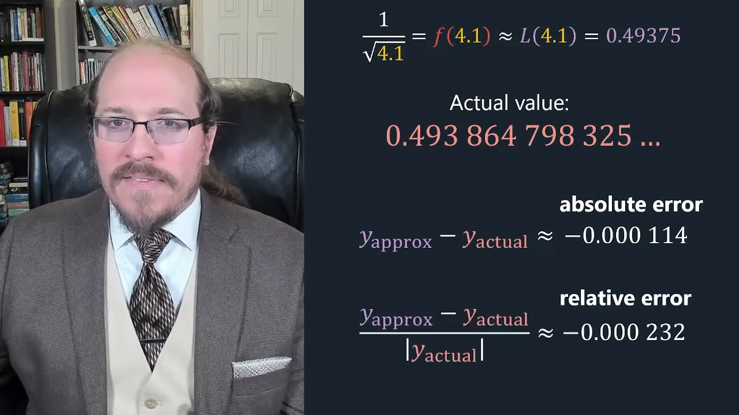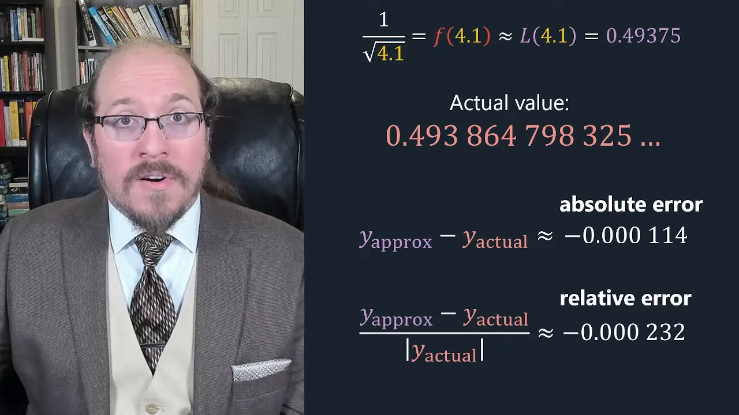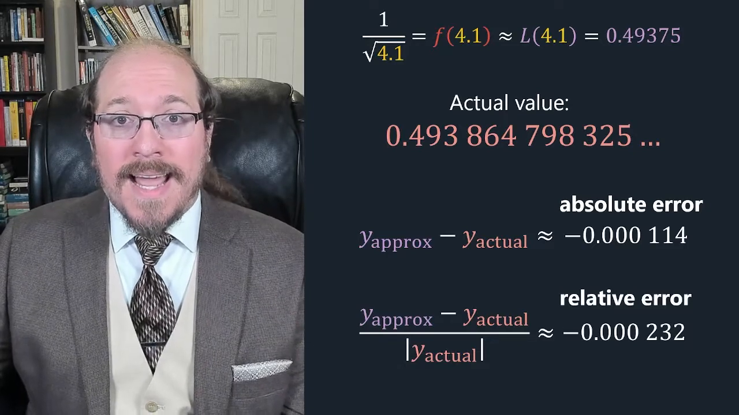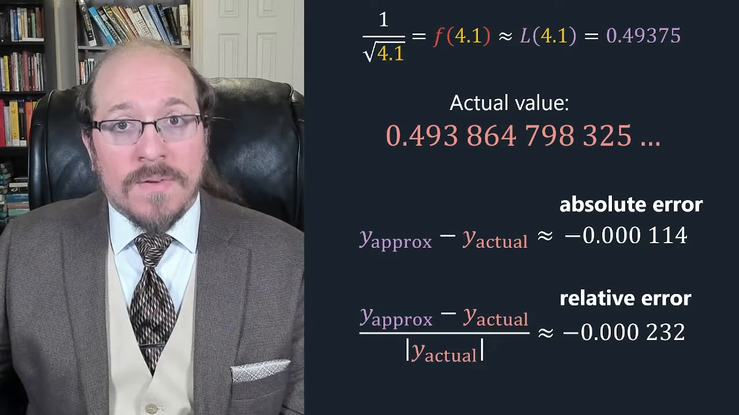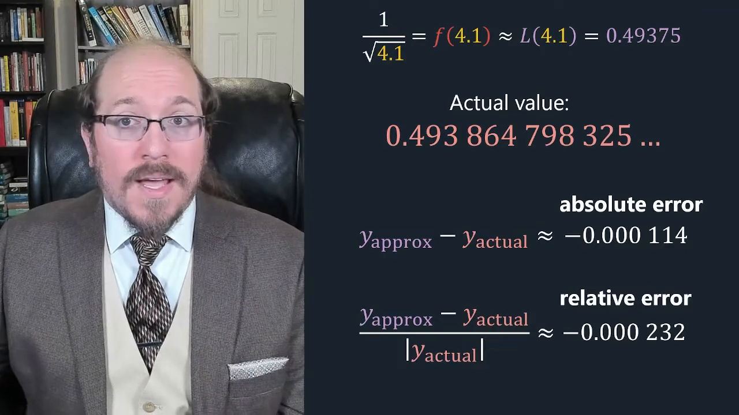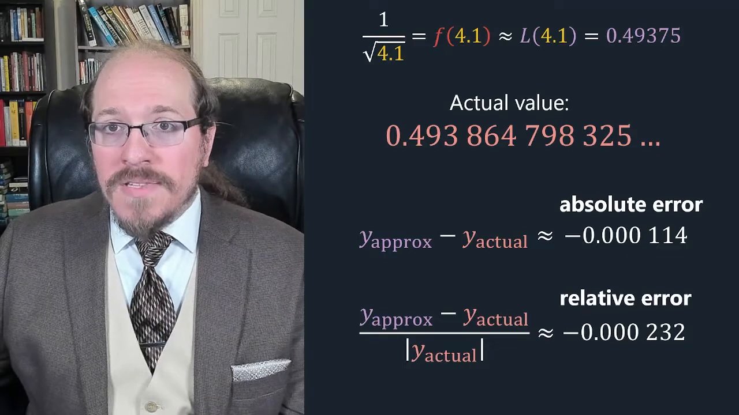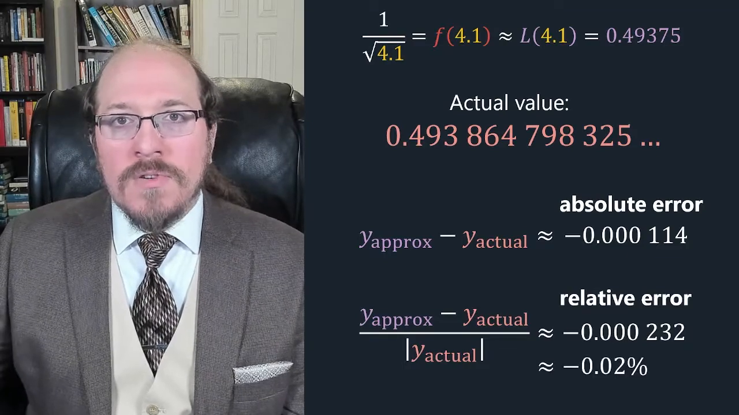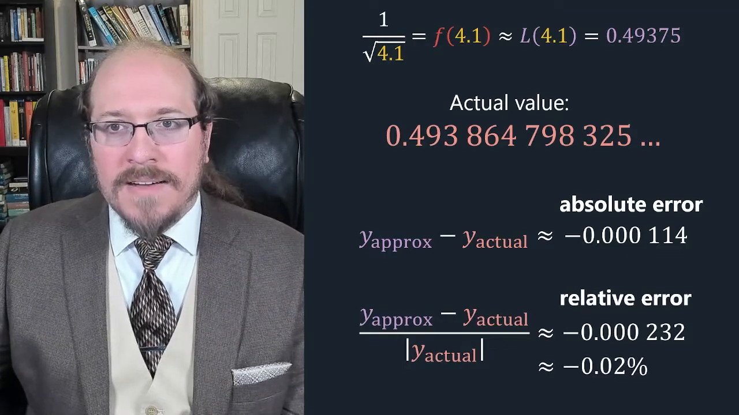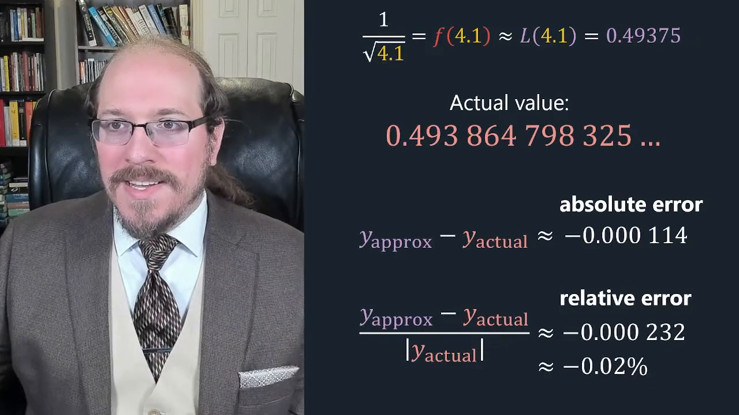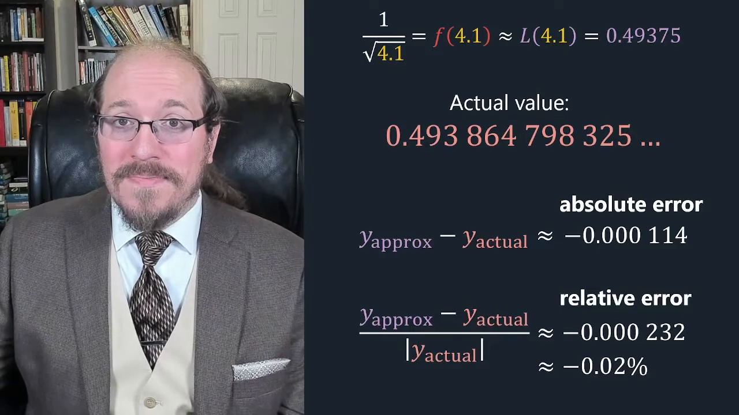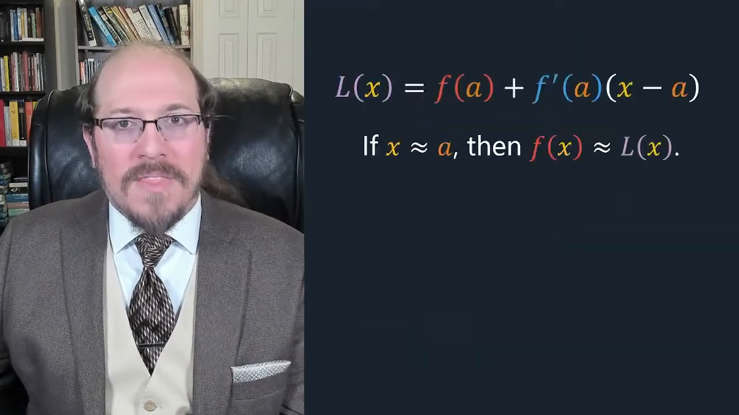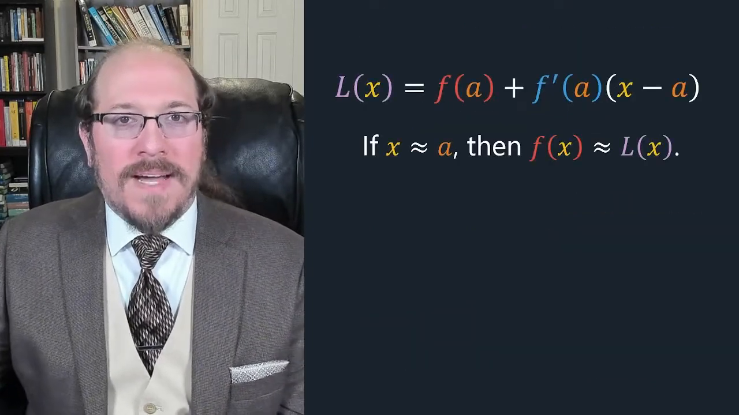We can also divide by the absolute value of our actual value and get a relative error of about -0.000232. In other words, we've only underestimated by about 0.02% of the actual value. Not 2%, but 0.02%. That's really close. So there we go. That's what linear approximation is all about.